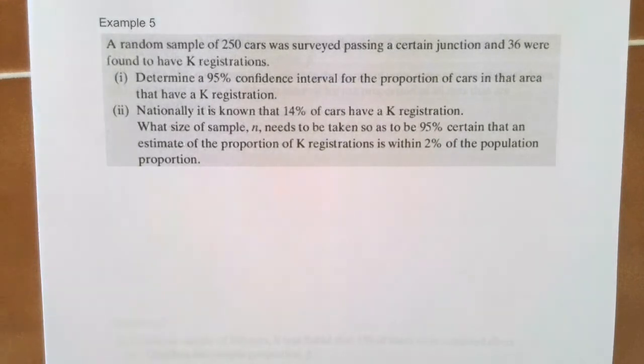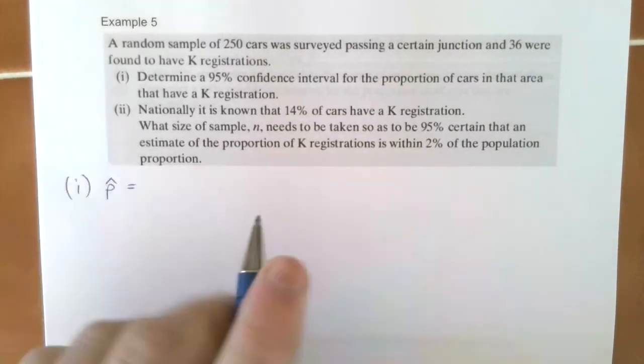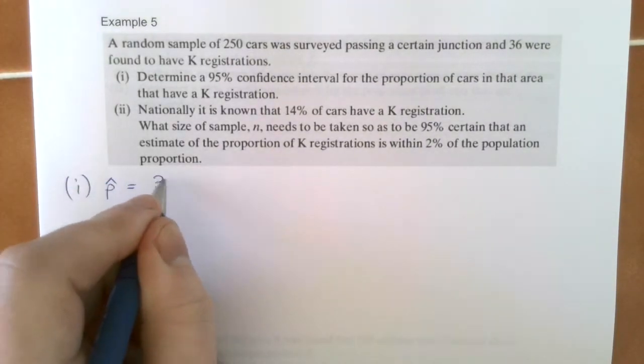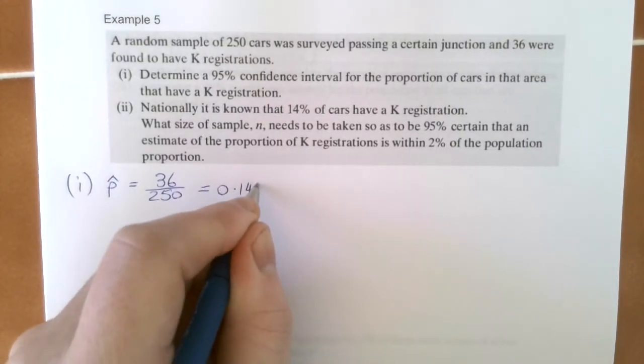So example 5, a random sample of 250 cars was surveyed passing a certain junction, and 36 were found to have K registrations. So determine a 95% confidence interval for the proportion of cars in that area that had a K registration. So the first thing we need to do for this question is to figure out what our sample proportion is. Sample proportion, 36 had a K registration out of 250 cars in total, so that is equal to 0.144.